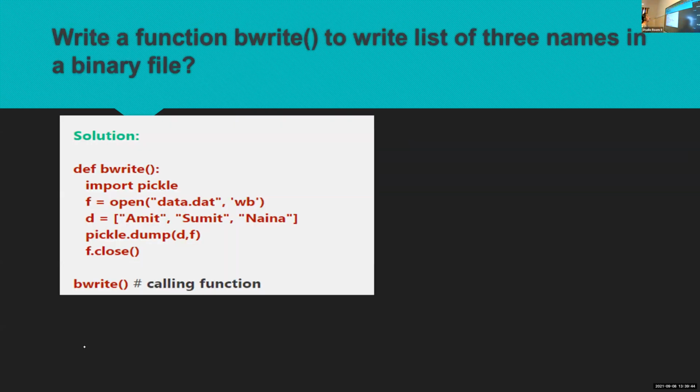So write the question. Write the function BWrite to write a list of 3 names in a binary file. Write the function BWrite. Adil, Aryan, Ashwin, switch on the video, children. Okay, write a function BWrite to write a list of 3 names in a binary file.